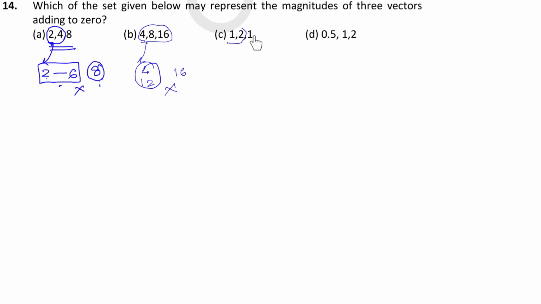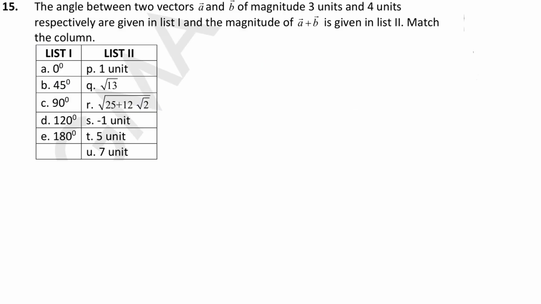Now 1, 2: resultant maximum is 3, minimum is 1. So the resultant is between 1 and 3, and the third vector is 1. So this 1 and this 1 can cancel out, so this can give you 0. Now this one, minimum is 1 minus 0.5, that is 0.5, maximum is 1.5, but the third vector is 2, which has a value greater than the maximum of this. So this also will not cancel out. So answer is C.